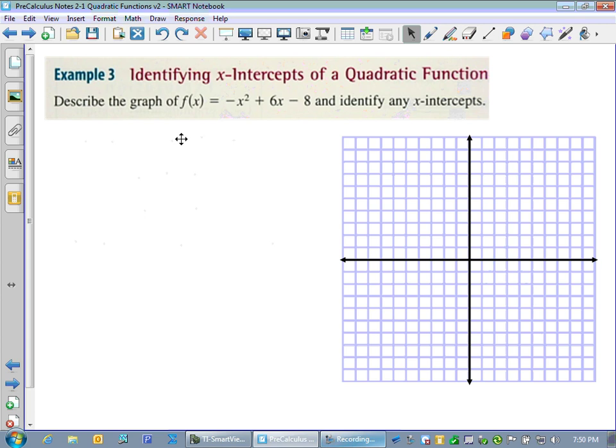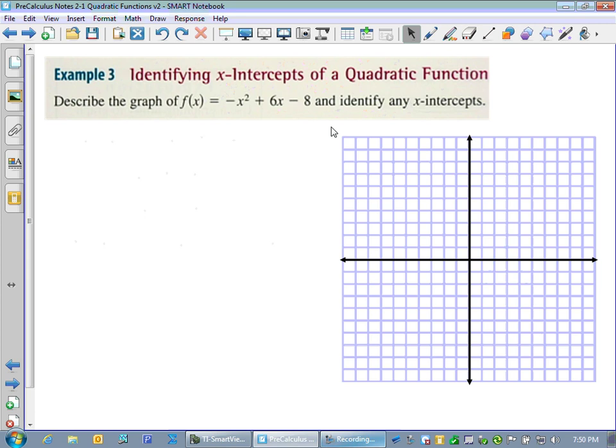So I want you to go ahead and pause the tape and work the problem. I want you to first use completing the square in order to rewrite it into standard form, and then plot your vertex and graph your parabola. And then I want you to find the x-intercepts algebraically, which of course would mean we're going to set it equal to 0 and solve for x. So go ahead and pause now and hit play when you are done.